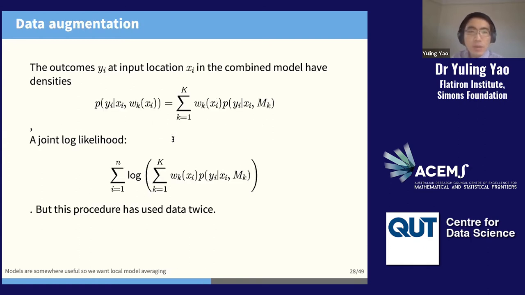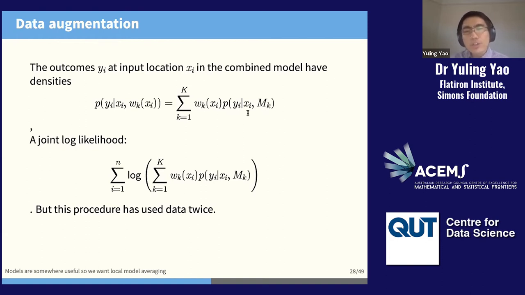But it turns out in our case, the naive translation is okay. The reason is that if you think about how the data is generated. In the first step, we have these k different models. Within each model, yi has a likelihood that is from this yi given xi and mk.